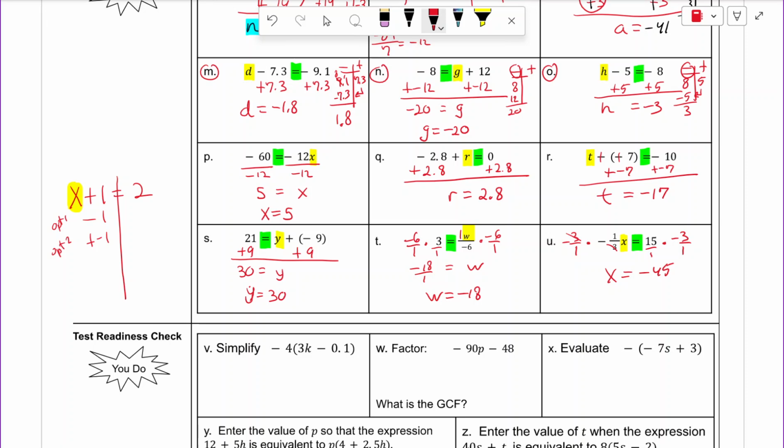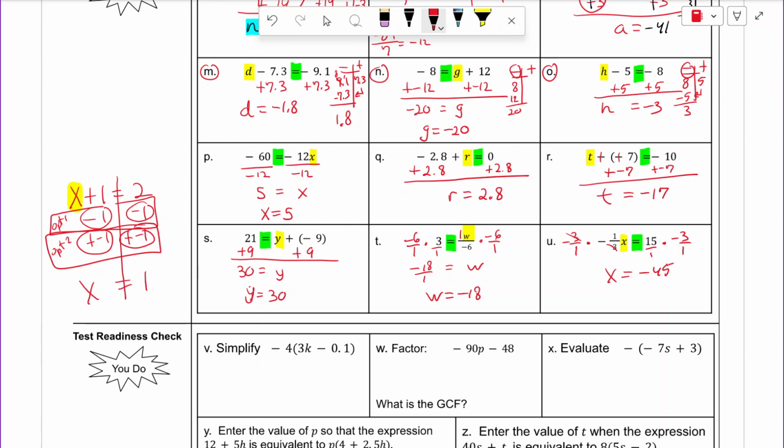Now, the property of equality says if you subtract one side by 1, you have to subtract the other side by 1. If you add a negative 1 to one side, you have to add a negative 1 to the other side. Okay? So this is the property of equality, and this is the property of equality. So either way, you got to choose one, and then you'll find out x is 1.